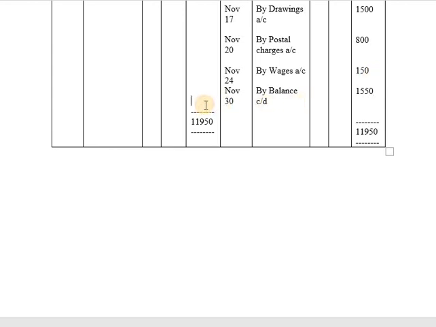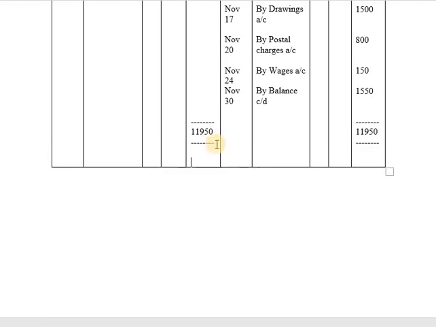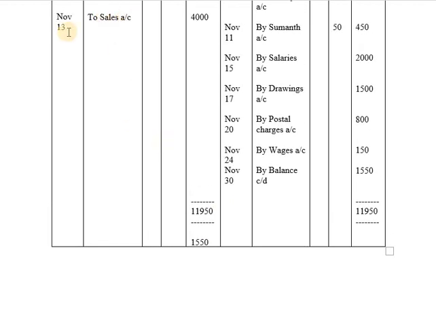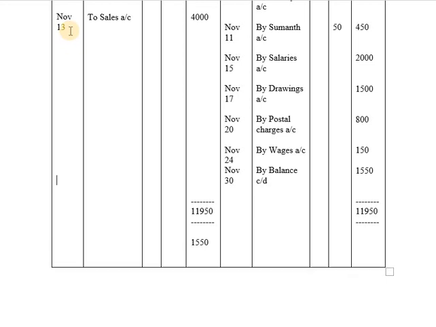Whatever has been carried down, it will be brought down on its immediate next day as to balance brought down. 1,550, it will be brought down here as to balance brought down, and the date will be immediate next day of November 30, which will be December 1st. So here you will be writing it as December 1st to balance brought down.